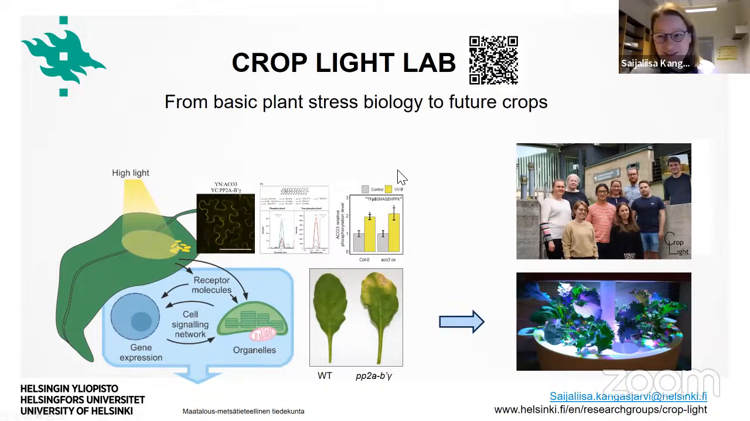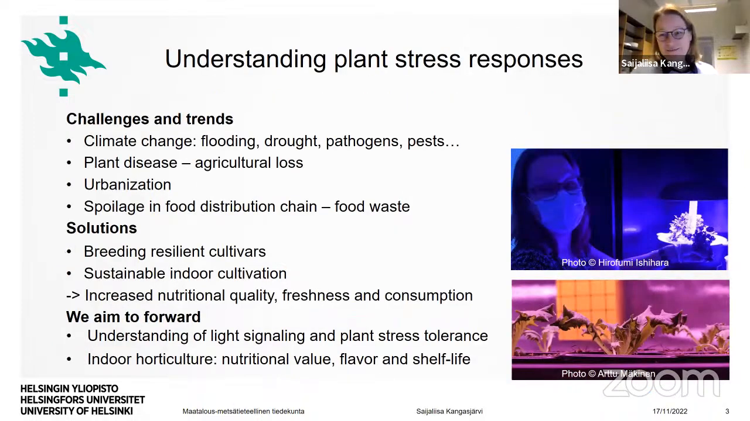So I thought I'd give a short introduction to my lab first and then go deeper into the actual topic. In my lab, we really look into fundamental basic mechanisms of plant stress tolerance. And then, as already kindly introduced, we aim to translate these basic findings into practical applications. The research answers the current megatrends of climate change and urbanization.